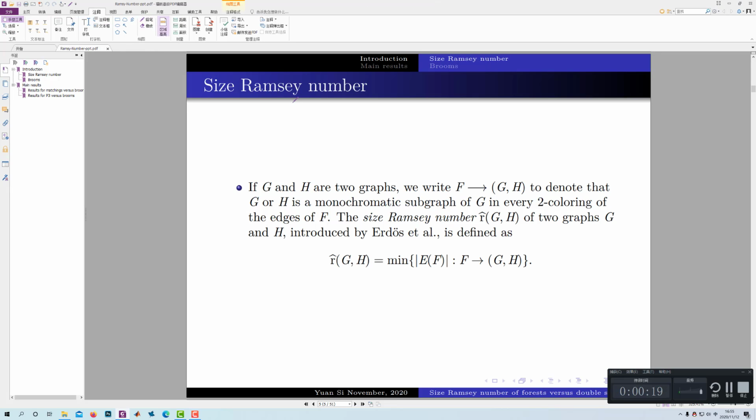If G and H are two graphs, we write F arrows (G, H) to denote that G or H is a monochromatic subgraph of F in every two-coloring of edges of F. The set Ramsey number is denoted by this.